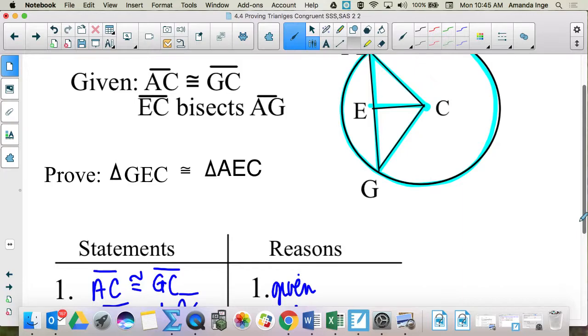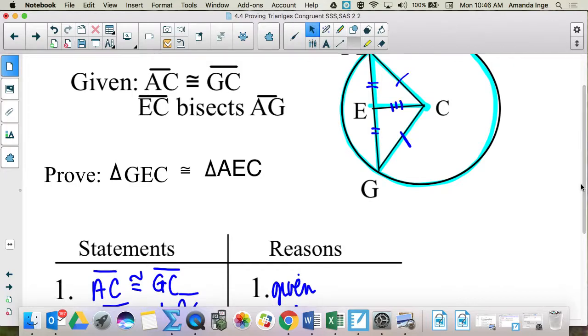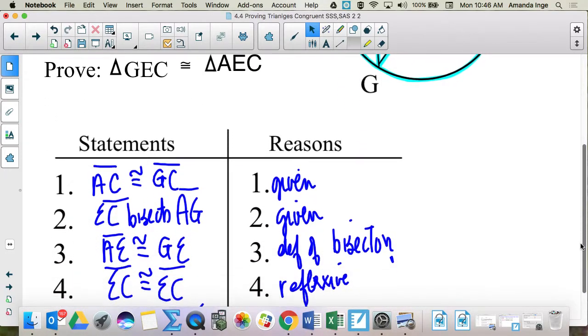All right, so we know that AC is equal to GC because they gave it to us. We know that EC bisects AG, so this piece is equal to that piece. That is also given. What do we know about this piece? We know that piece is equal to itself.